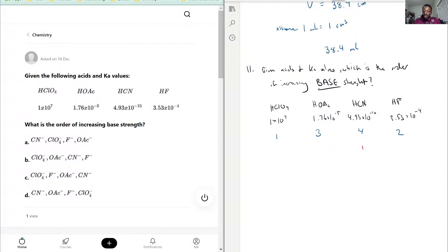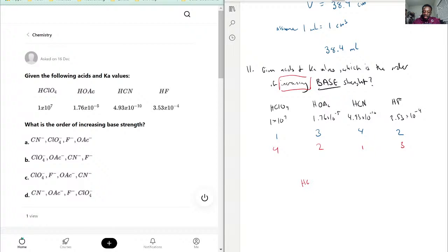So it would be 1, 2, 3, 4. Because HClO4 is such a strong acid, it would be the weakest base. But now, looking at the question finally, they're asking for increasing base strength. So we want to start from the weakest to the strongest, okay? If we list it out, we would go 4, 3, 2, 1.